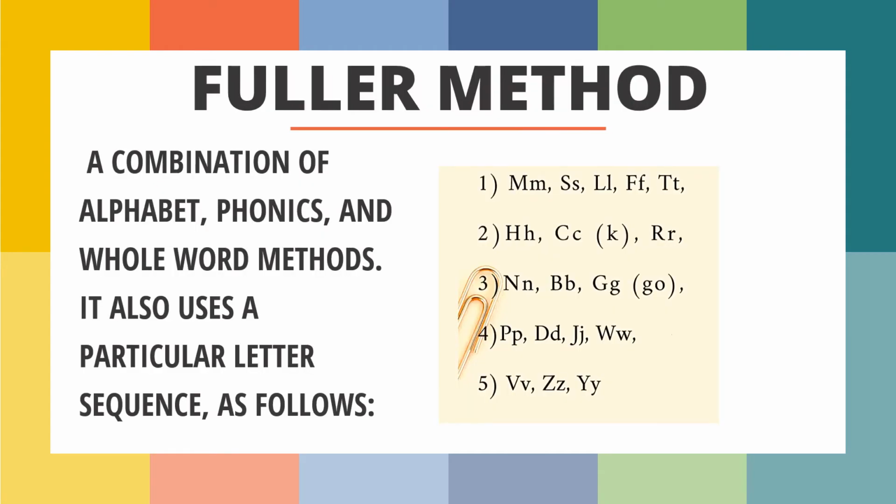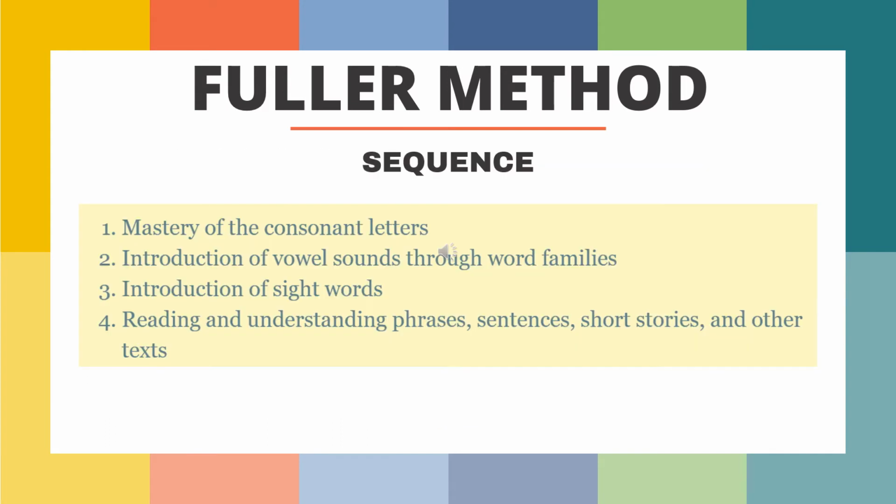The Fuller Method. The Fuller Method is one of the techniques used to teach beginning reading in English language. It is also a combination of alphabet, phonics, and whole word methods. However, blending of sounds is done only after mastery of all the consonant letters is achieved.